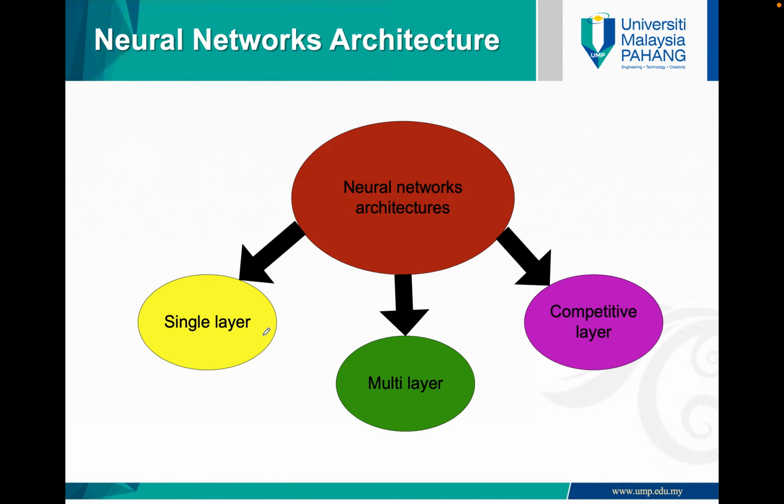So in neural network architecture, you can have several layers. You can have a single layer neural network, you can have a multi-layer neural network, and you can have competitive layers of neural networks. It depends on your data and it depends on your goals.